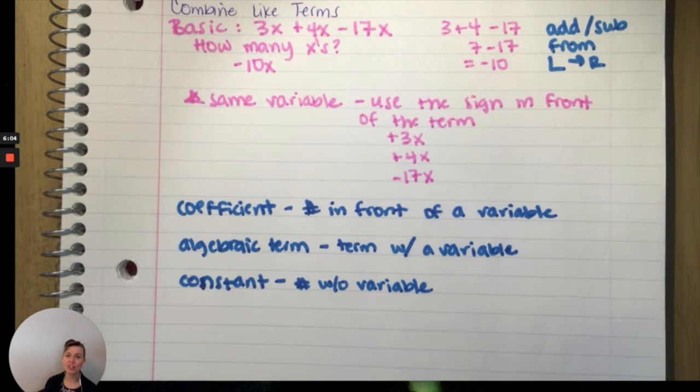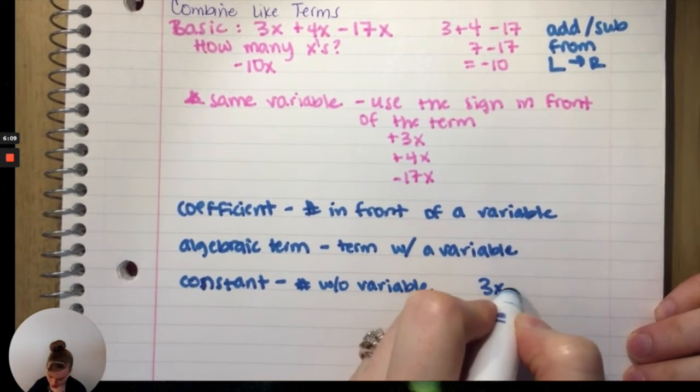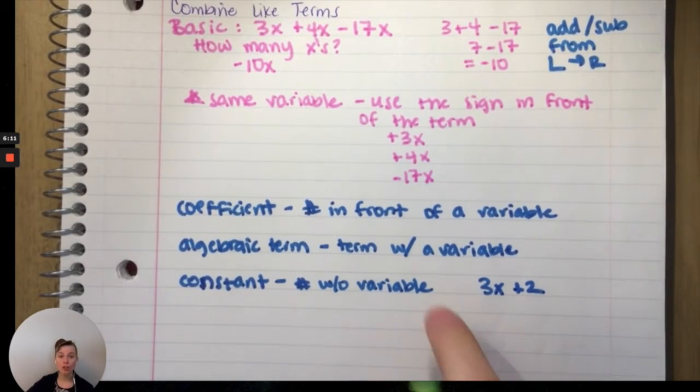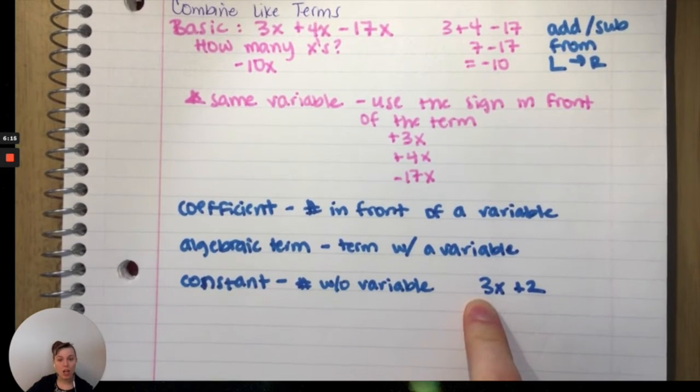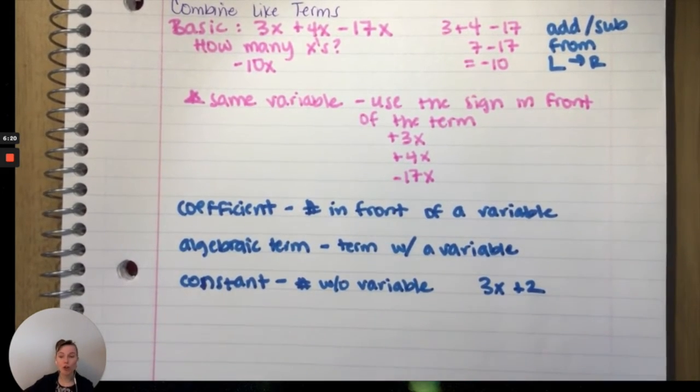And then we don't have an example of a constant in here. So if I had, for example, 3x plus 2, the x is the variable, 3 is the coefficient, 3x is the algebraic term, and then 2 is the constant. There's no variable with it. It's always going to be 2 no matter what.